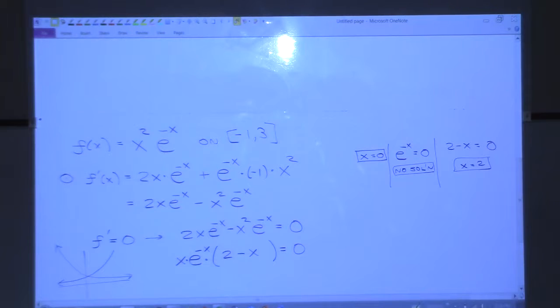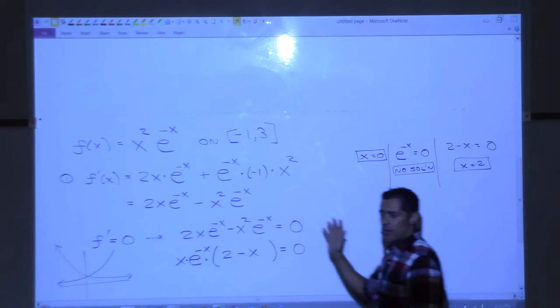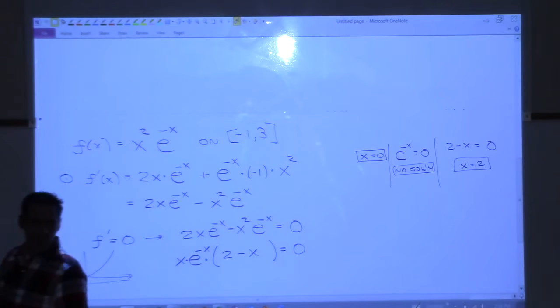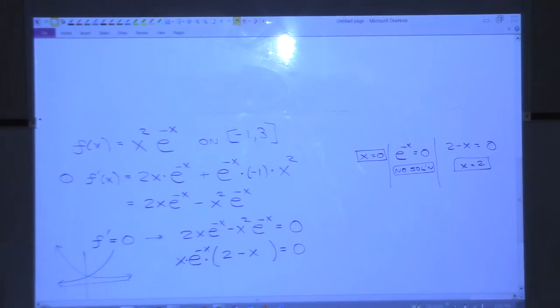Right? So far, we have 2 critical numbers. Maybe a quick check. Are these in our interval? They're both in the interval. That means they both get to be checked.